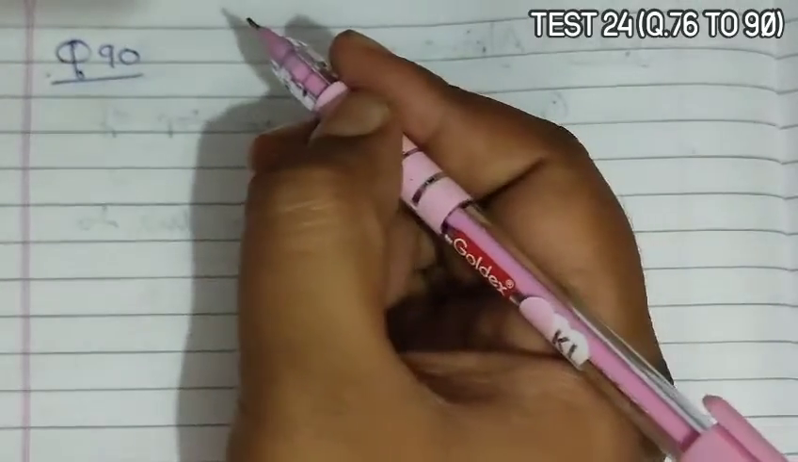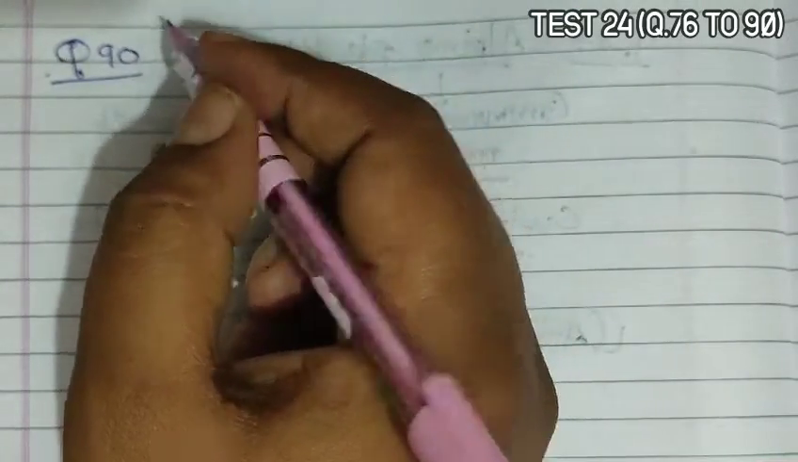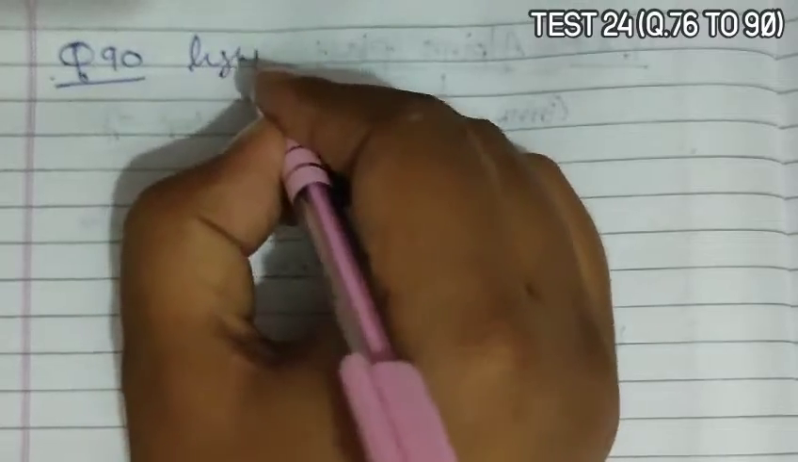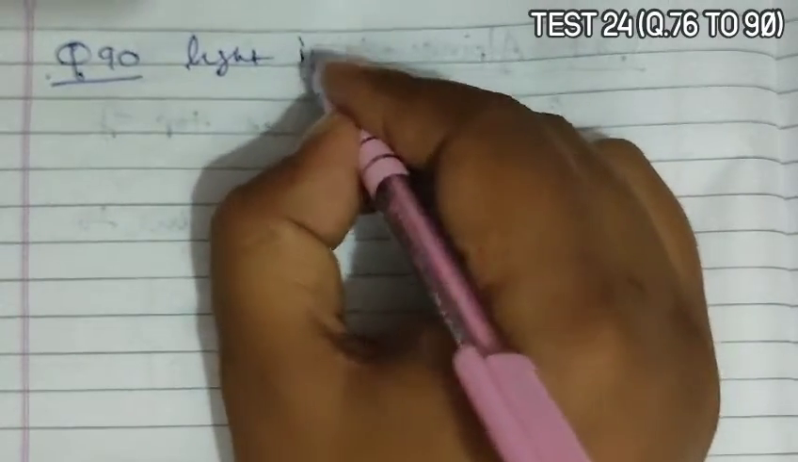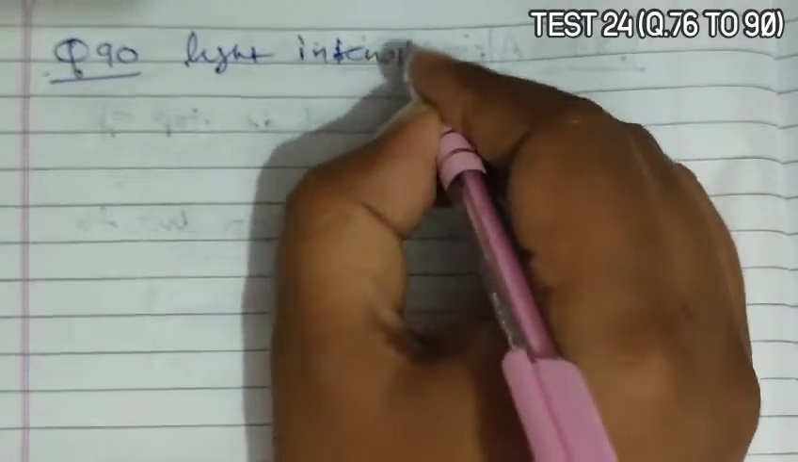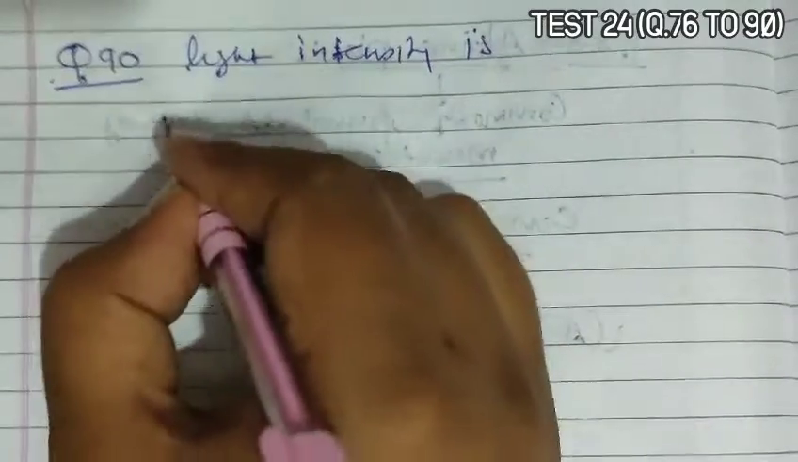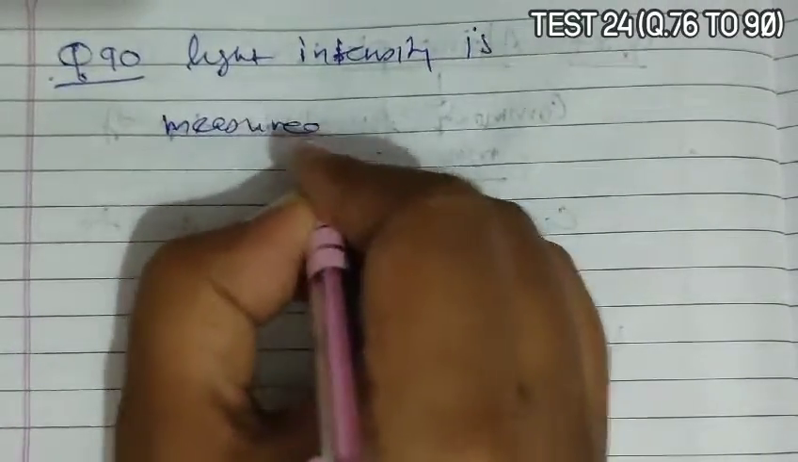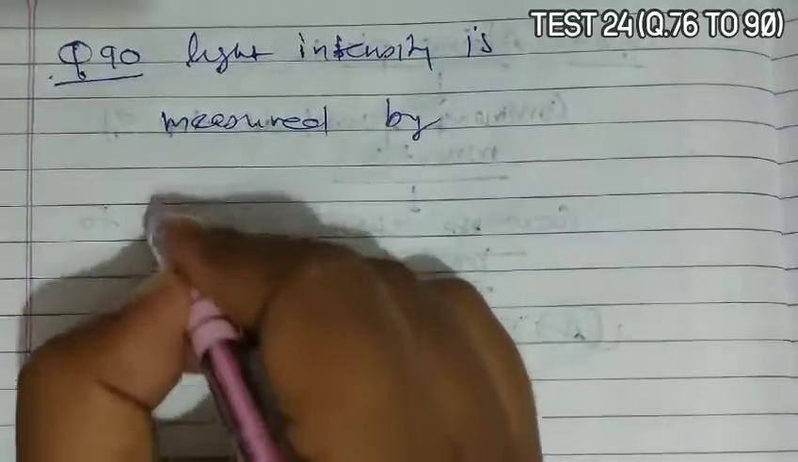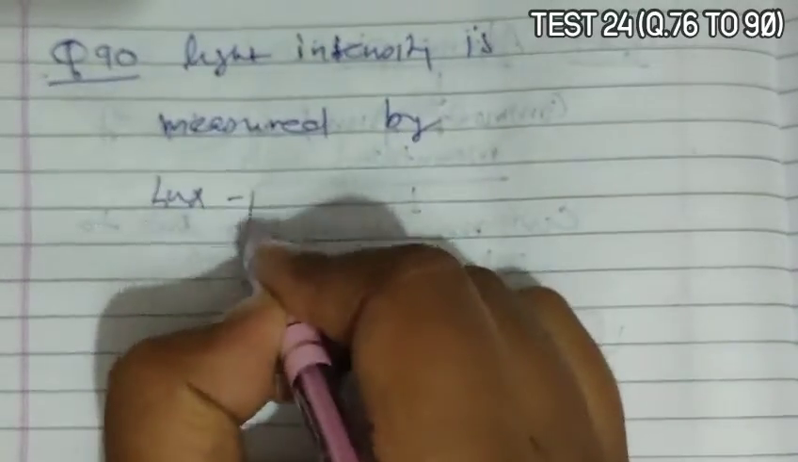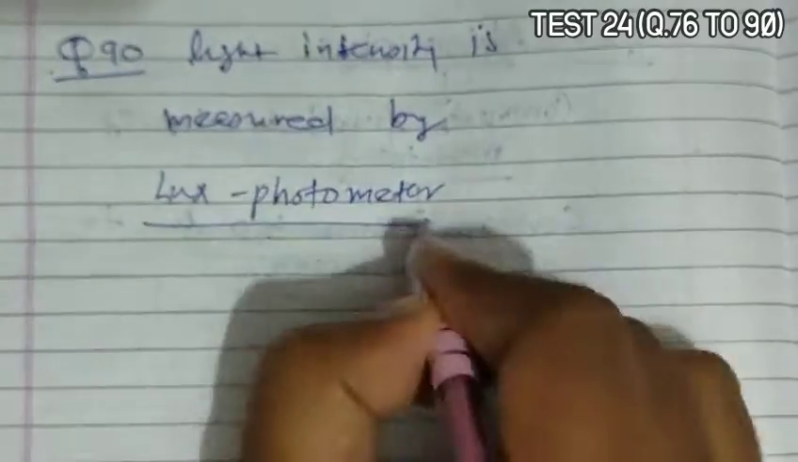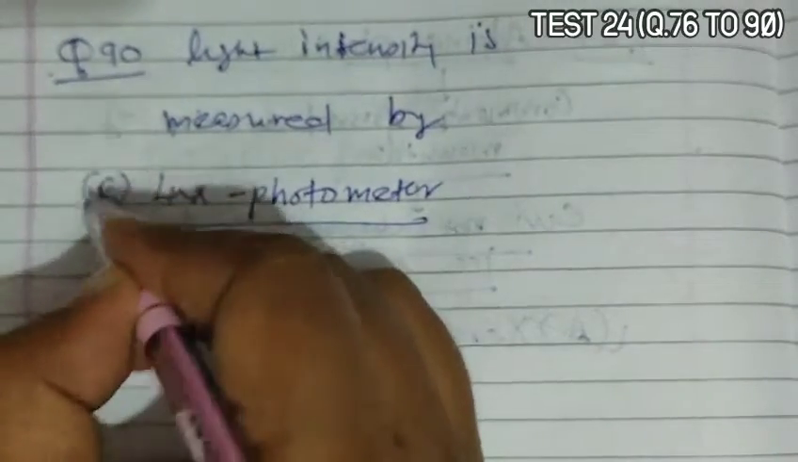Question 90 asks that light intensity can be measured by. Again, this is a fact-based question. Light intensity is measured by lux photometer. So option B is the correct answer.